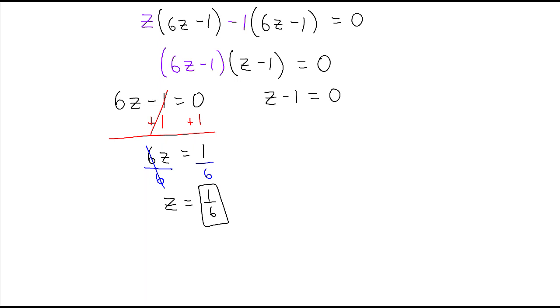Now the next equation is a little bit easier. z minus 1 equals 0. I will get rid of the constant term by adding 1 to both sides. Those will cancel. z equals 1. Okay, so my two solutions, 1/6 and 1.